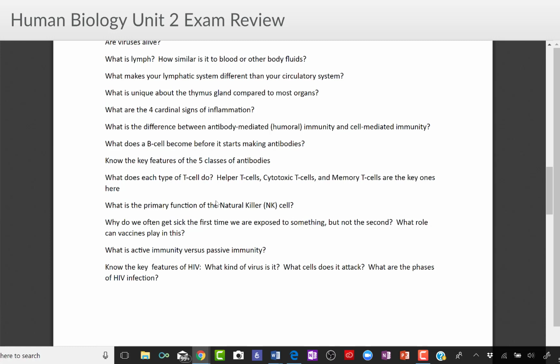Number two is it's not a circle. So your circulatory system moves blood away and then towards. Your lymphatic system, all the vessels run in one direction. They're all one-way roads. They all carry things from the outside in. So those are the two reasons they're different.